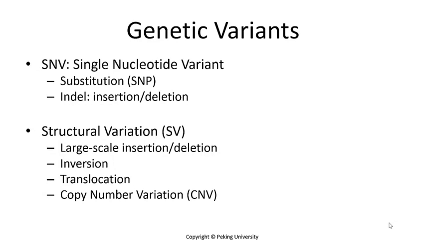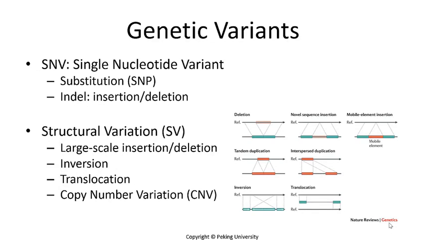Judging by the size of genetic variants, we can classify them into SNVs, single nucleotide variants, which affect a single base, and SVs, structural variants, involving multiple bases. The SNV can be further divided into substitution, which is just the SNP, and indel. Structural variants can also be further divided into large-scale insertions, deletions, inversions, translocations, and CNVs, copy number variations, etc.